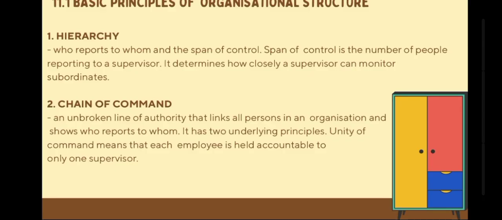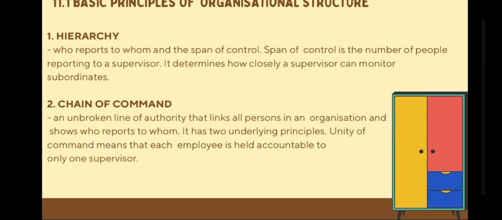Basic principles of organizational structure. Number 1: hierarchy, who reports to whom, and the span of control. Span of control is the number of people reporting to a supervisor. It determines how closely a supervisor can monitor subordinates. It is a common type of organizational structure. The chain of command goes from the top, from the CEO or manager, down to entry-level and low-level employees. Each employee has a supervisor.